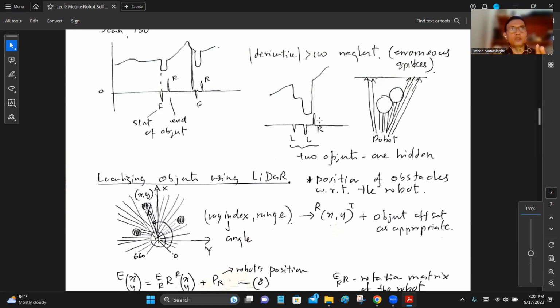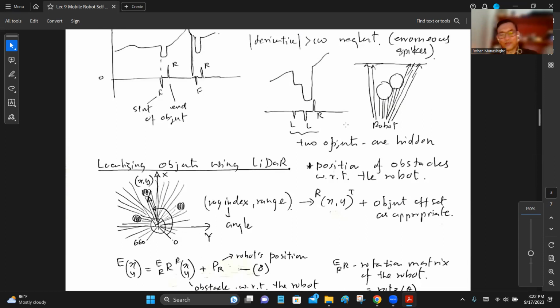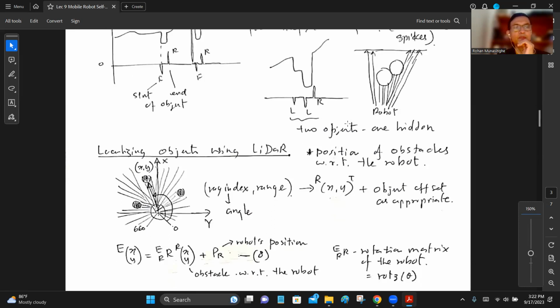You can think about the tree trunk, okay? One side, negative spike, other side, positive spike. Small spike, not very big, okay? Small spikes, like that. And sometimes you can have two negative spikes and one positive spike, and it indicates, okay, there's a tree, and behind that there's another tree, something like that. Okay, so nothing to worry about.